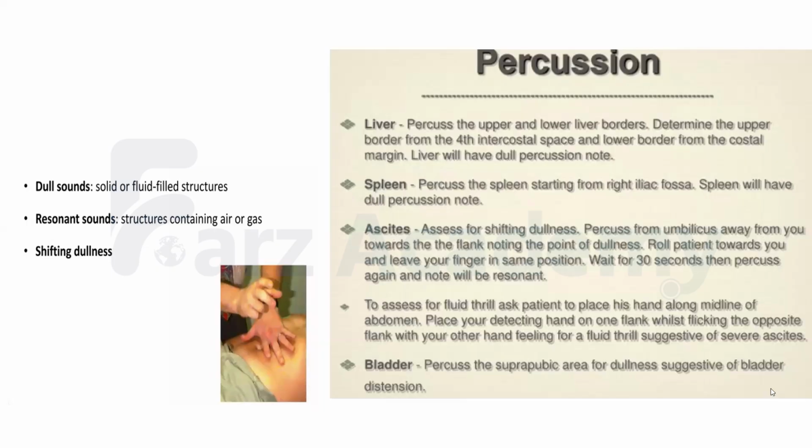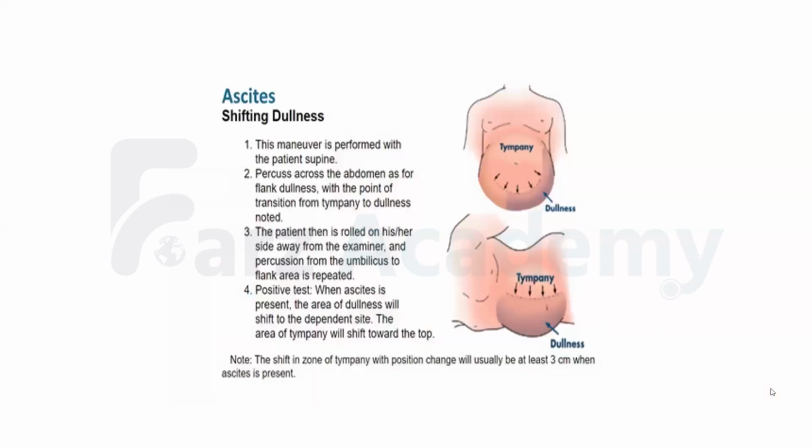To assess for fluid fill, ask the patient to leave it. We have done that, and you have to percuss the suprapubic area for dullness suggestive of bladder distension. Next. So this is what we were talking about.